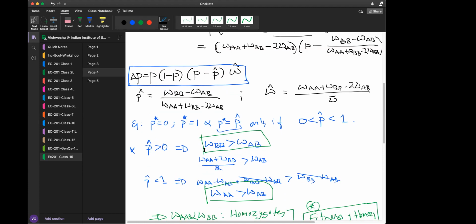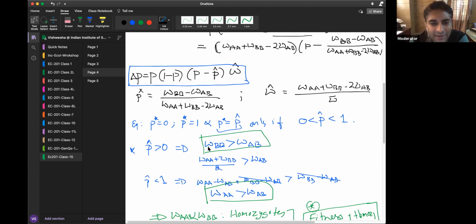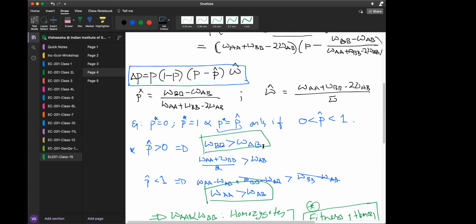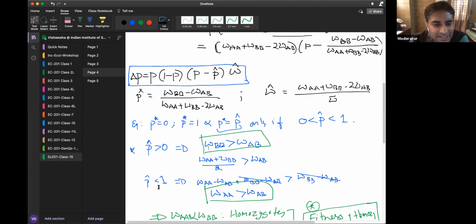Yeah. So this condition told me that the homozygote BB must be fitter than the heterozygote AB, right? The second condition, that p hat must be less than 0, told me that again the homozygote AA must be greater than heterozygote AB. So at least both of them have to be simultaneously true. Do you agree with that? Because p has to be between 0 and 1. It can't be above. Okay. So it means that both the homozygotes must have a higher fitness than the heterozygote. So then p hat is now guaranteed to be between 0 and 1.